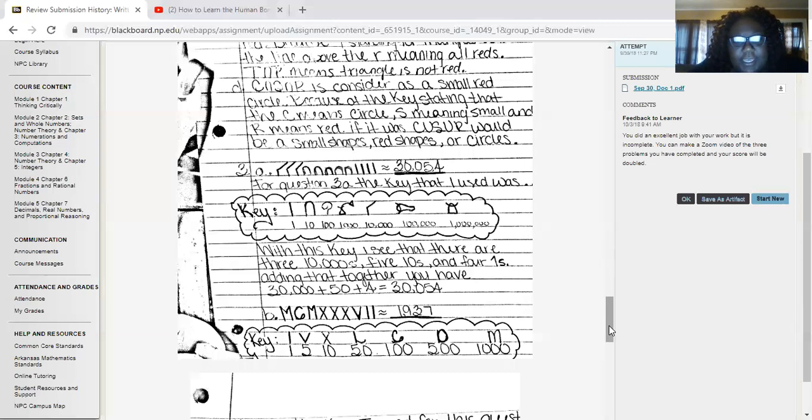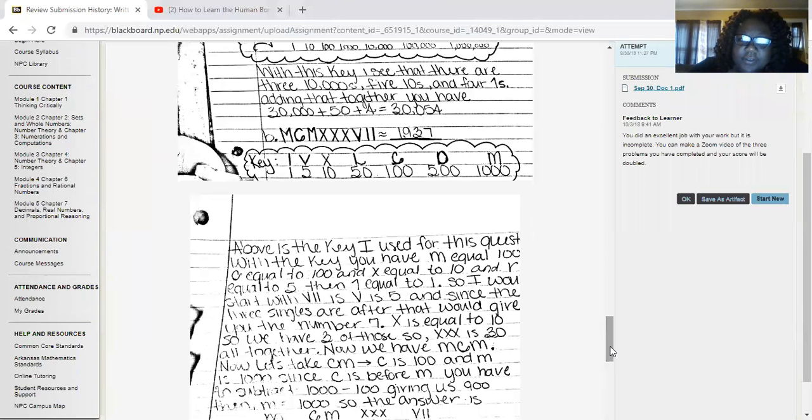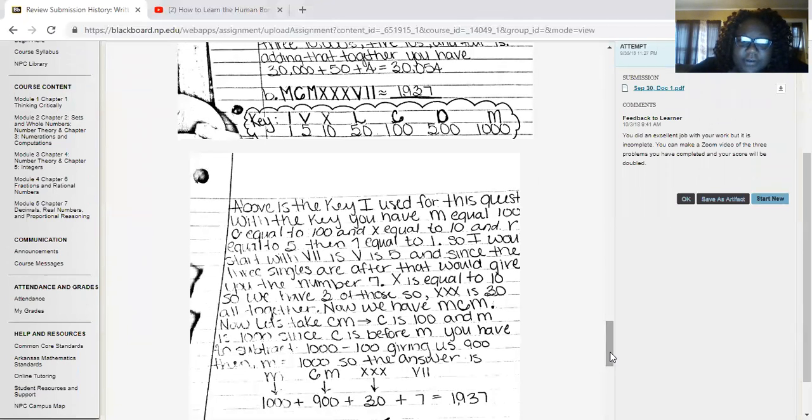So for this key, I use this. So with this key, I see that there are 3 10,000s, 5 tens, and then 4 ones. Adding that all together gives you 3,054. Next, I use this key. So above is the key that I use for this question.